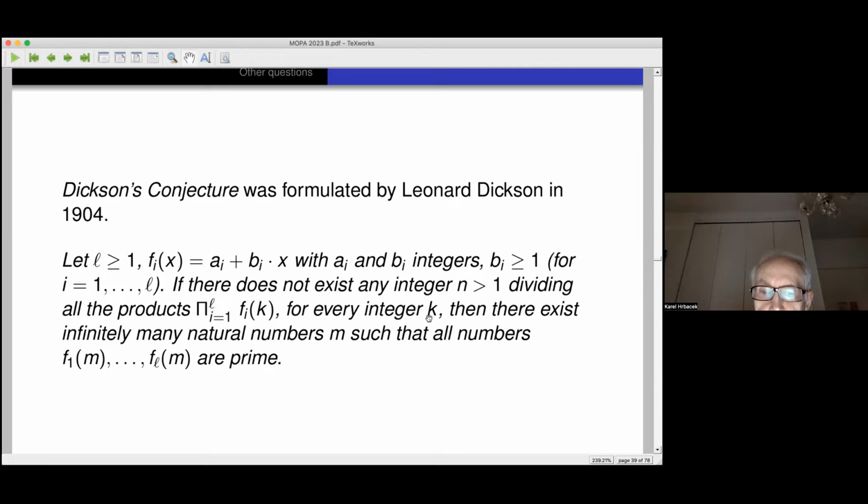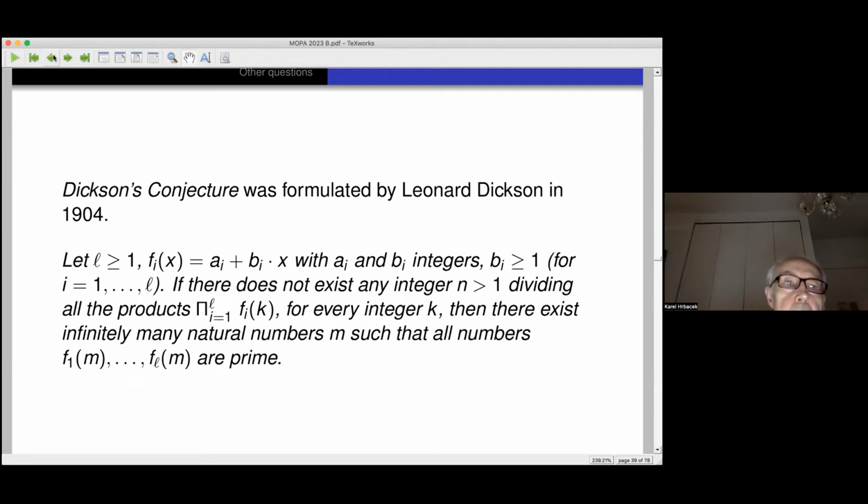In other words, for every k, given a prime number p, it cannot divide this product for every k. That means there must be a k where p does not divide this product, in other words, does not divide any one of these F_ik. So for every prime number p, there must be a value of x, k, such that p does not divide any of the values of these sequences.